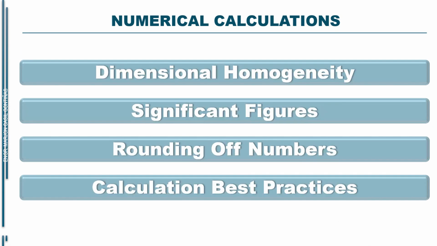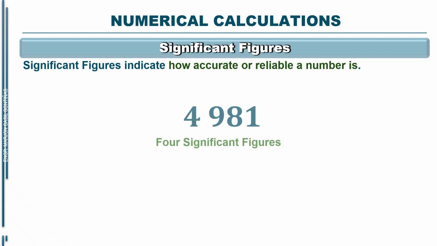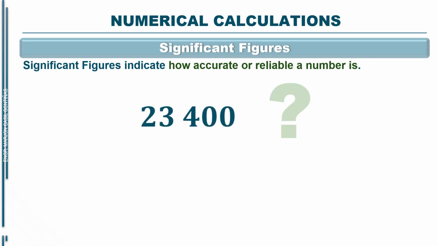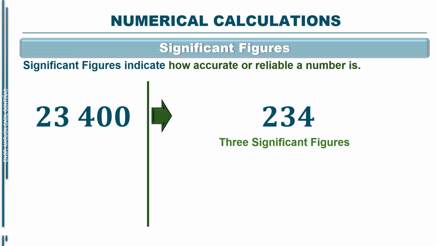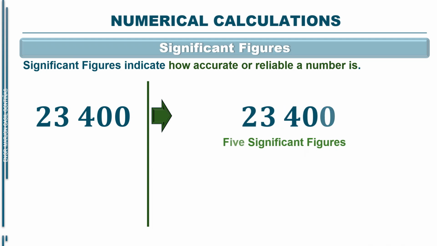Next, let's talk about significant figures. These indicate how accurate or reliable a number is. Let's take some examples. The number 4,981 has 4 significant figures. But how about 23,400? It's tricky. That could mean 3 significant figures, that could be 2, 3, and 4. Or 4 significant figures, that could be 2, 3, 4, and 0. Or 5 significant figures, that could be 2, 3, 4, 0, and 0.